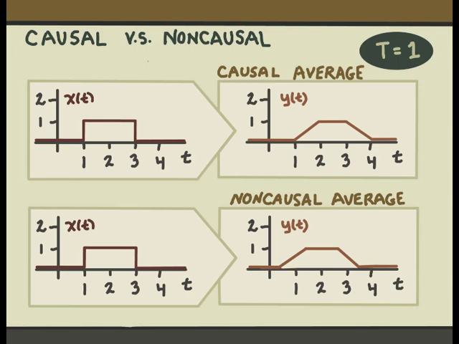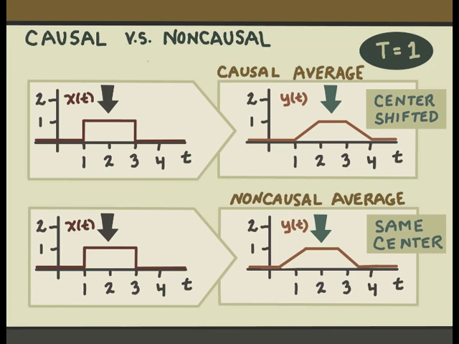For the non-causal moving average, you note that it starts to rise up before the input signal goes from 0 to 1. It also starts to decrease before x of t moves from 1 back to 0. These are both signs of the non-causal behavior of this moving average.